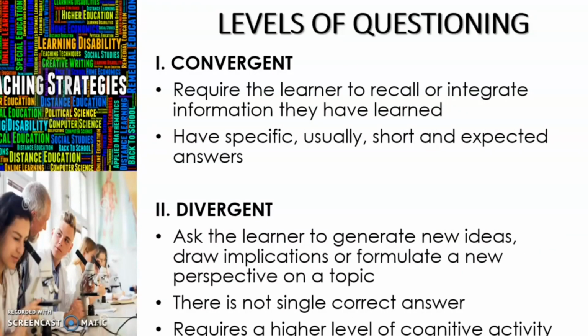Convergent questions have specific and usually short and expected answers, meaning that these are questions that require a single response or an answer, while a divergent question is an open-ended question because they require multiple responses and answers to a problem. There is no single correct answer in a divergent question. This promotes the learner's engagement in classroom learning. An example of a divergent question is, write down as many different uses of a computer.